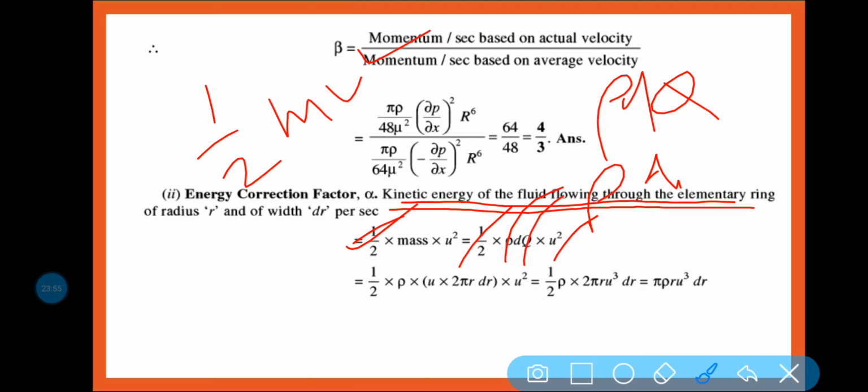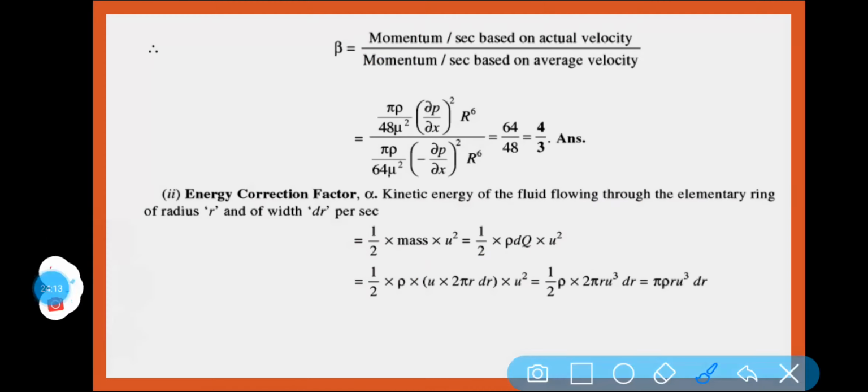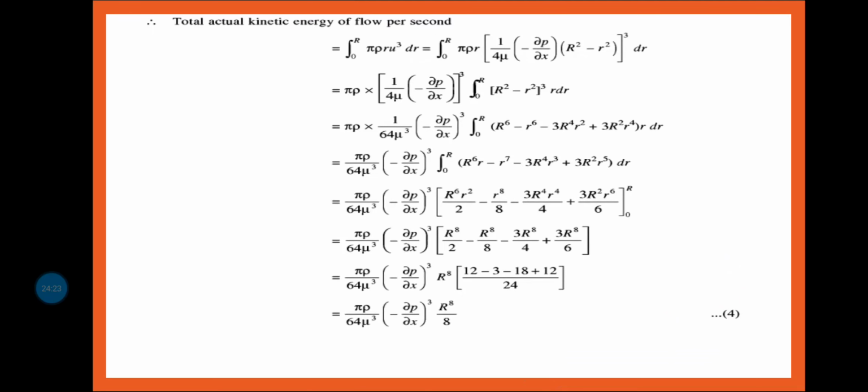So here basically what I have done, half into rho into dq is equal to what? dq is equal to area into velocity. So velocity is the u and area is the 2 pi r dr, and this u is kept here. Now what I have got is pi rho r u cube dr. Now if I want to get total actual kinetic energy of flow per second, then r is varying from 0 to r again.